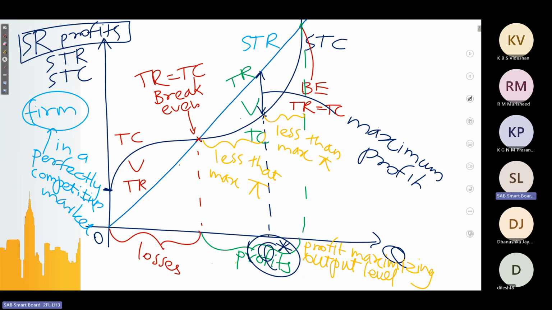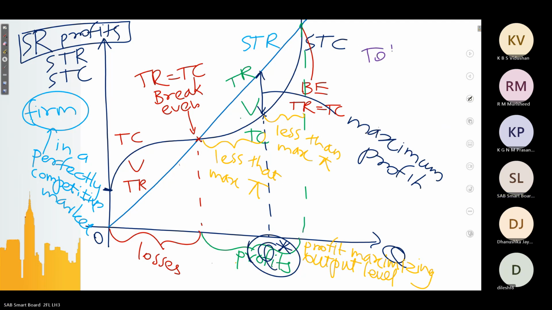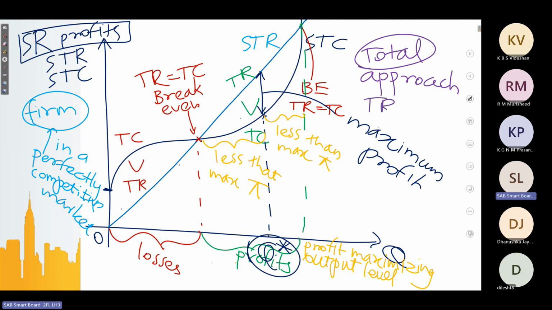This is how we can find profit in the total approach. This is the total approach for profit maximization. Total approach means we look at total revenue and total cost.